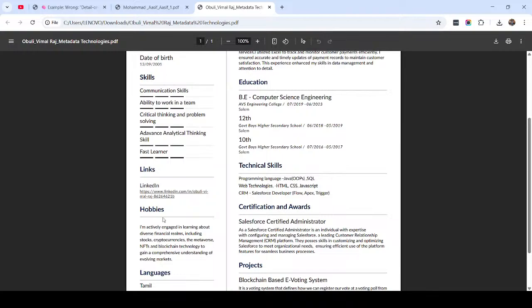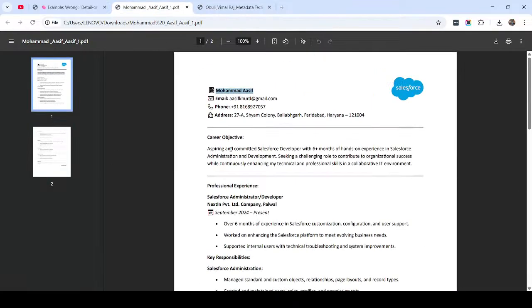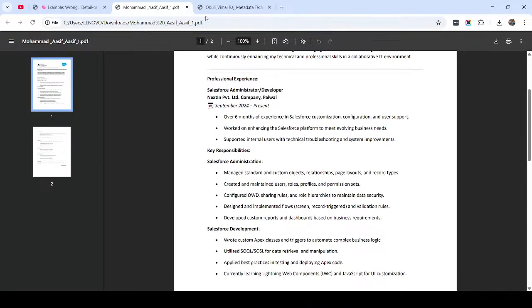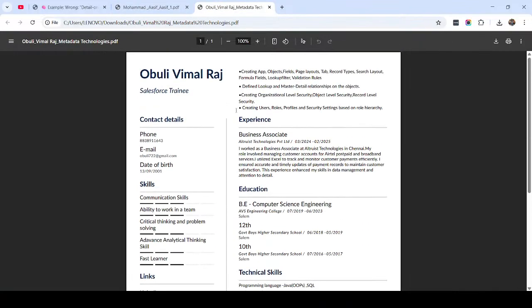And like I already told you, try to keep the resume simple. This resume was quite simple, so it is easy for the ATS system to read. This is the name, this is the career objective, this is the experience. A human can read this, but I don't know which ATS system they are using, so most probably it will be difficult for an ATS system to read this kind of resume, like this bar and progress.